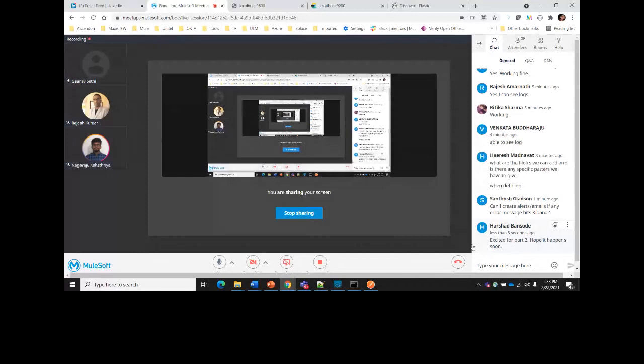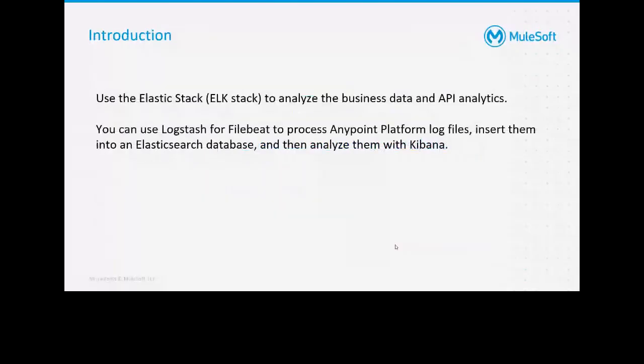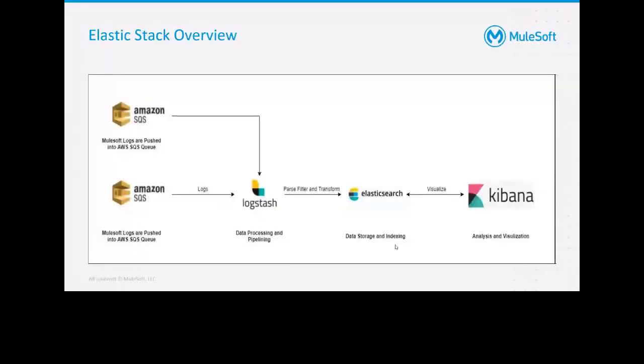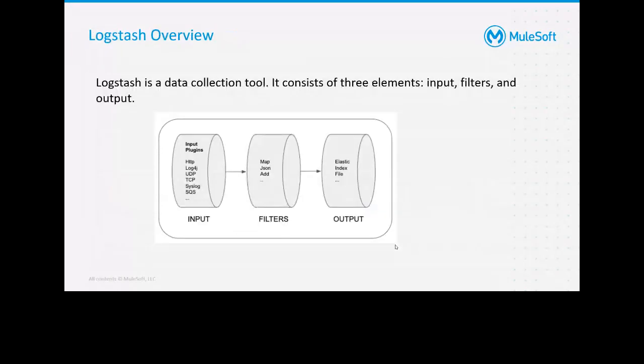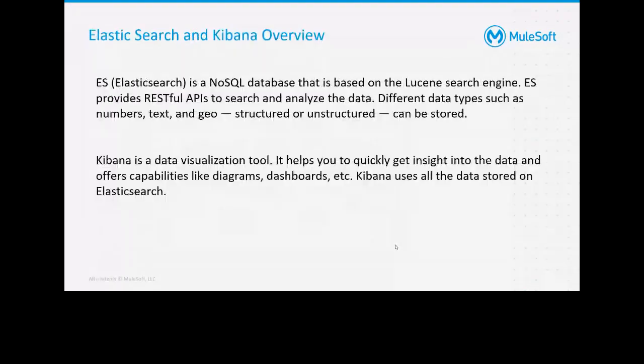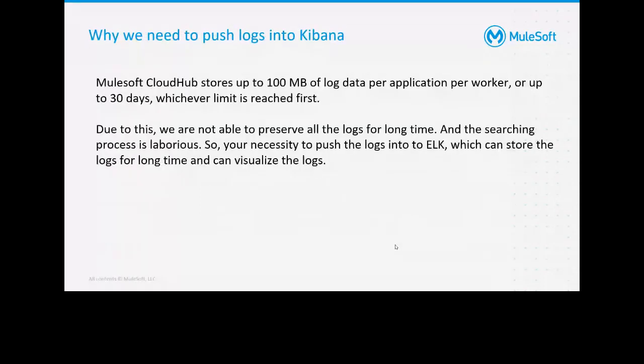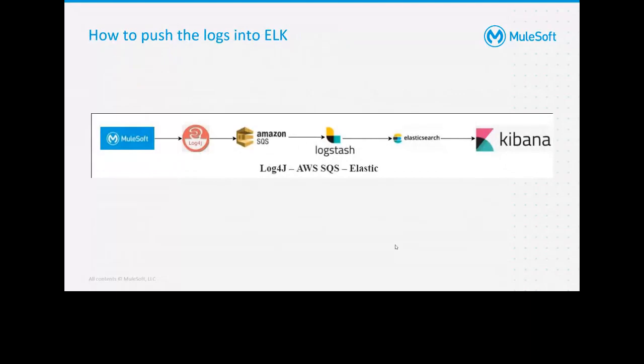Now, guys, quickly I am sharing my screen again, and we are going to the presentation part. Please let me know if any issue is there. We have covered what is Logstash, how to put the filters and output. What is Elasticsearch and Kibana? We have covered why we need to push logs, because logs in CloudHub can be stored up to 100 MB per application per worker, or 30 days, whichever limit is reached first. Due to that, we are using Elasticsearch and Kibana. How we are pushing, we covered that.